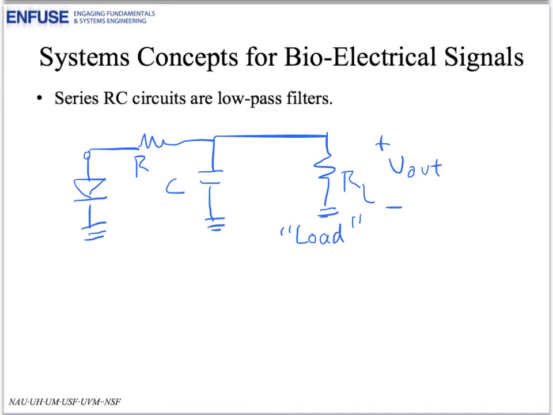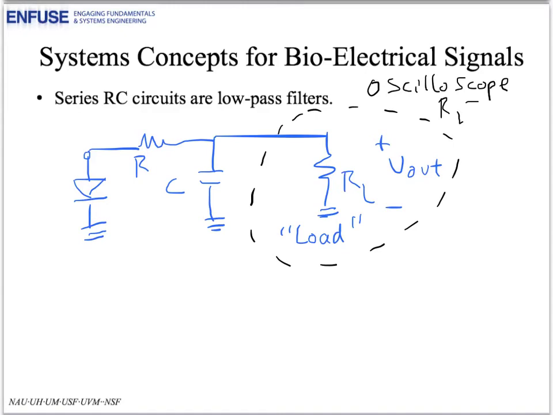And we'll assume, for example, that this load is our oscilloscope and R sub L is very large, semi-infinite. So the RC product, if you recall, determines how fast the filter will react to changes in the source voltage coming from the photodiode.